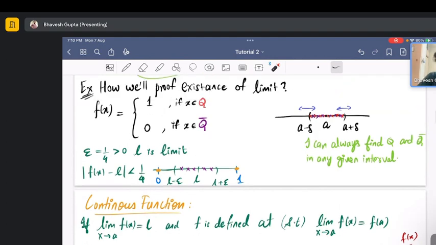Okay. So this function basically tells you that whenever you encounter a rational number, you give me an output of 1. Whenever I give you an irrational number, I'll give you 0.